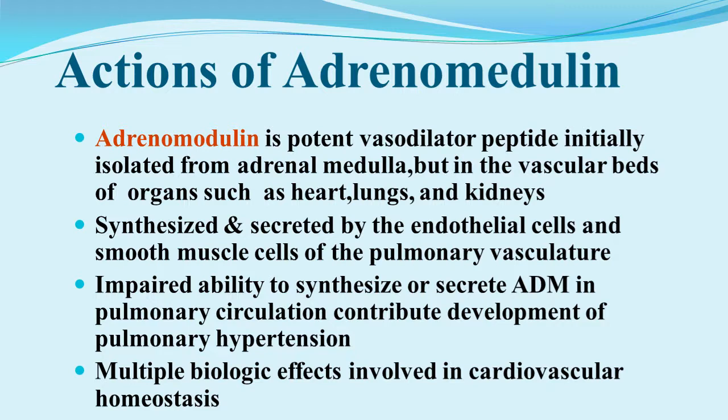Adrenomedullin is a potent vasodilator peptide initially isolated from the adrenal medulla, but in the vascular beds of organs such as the heart, lung, and kidney, it is synthesized and secreted by the endothelial cells and the smooth muscle cells of the pulmonary vasculature. Impaired ability to synthesize and secrete ADM in the pulmonary circulation contributes to development of pulmonary hypertension. It has multiple biological effects involved in cardiovascular homeostasis.